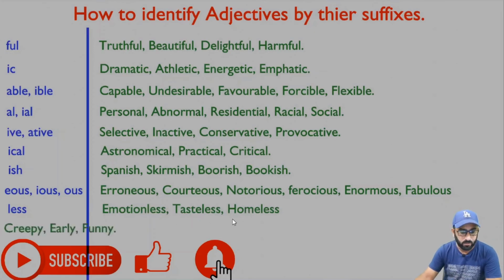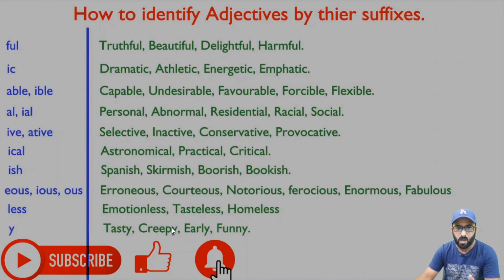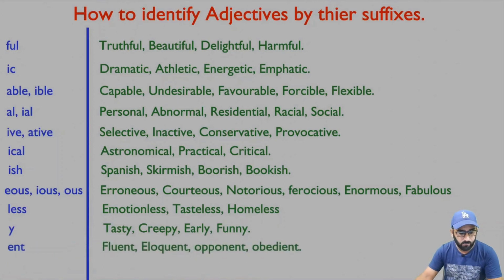So let's see. Now next we have -y. So simple, if any word has y at the end, it means it will also be an adjective, such as tasty, creepy, early, or funny. Alright, and now we have the last suffix. This is simply called -ent, and we have examples of words that end with -ent, so fluent, eloquent, opponent, or obedient. These are the examples that come with the -ent suffix.